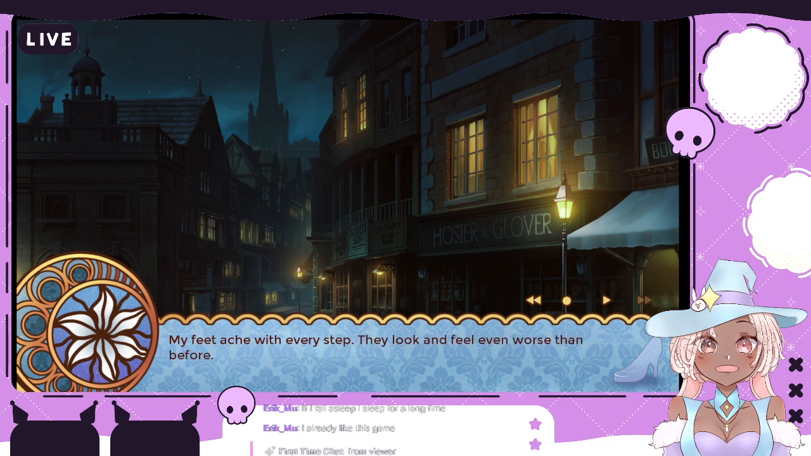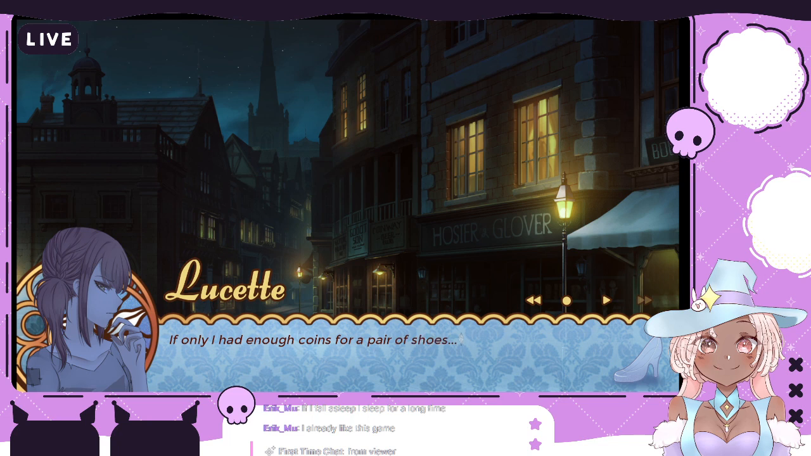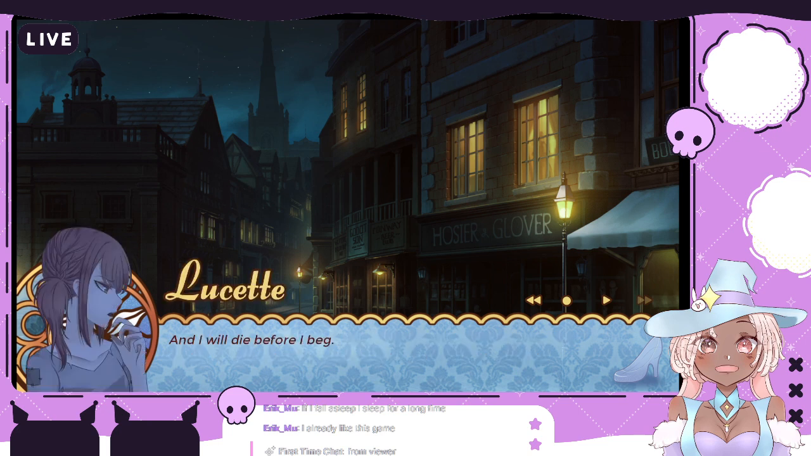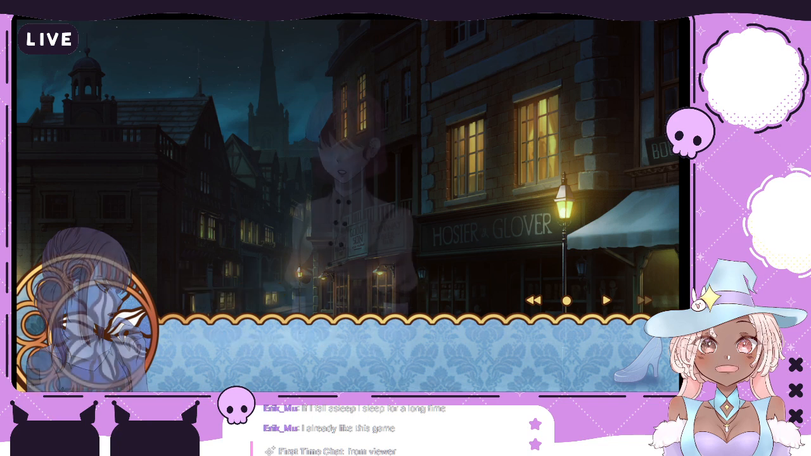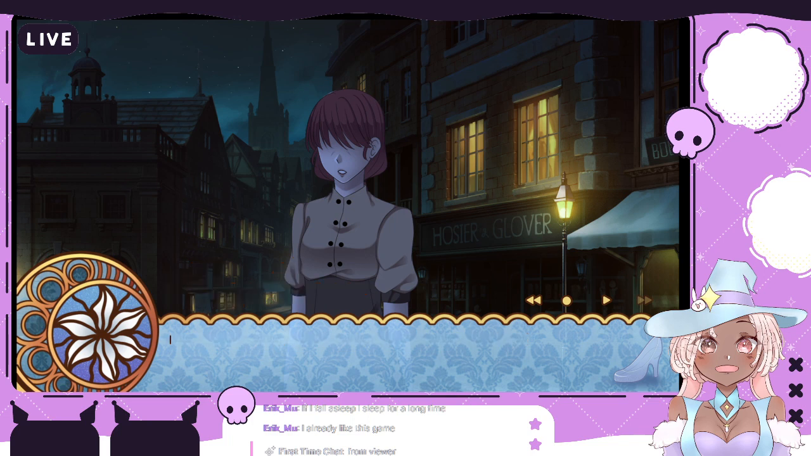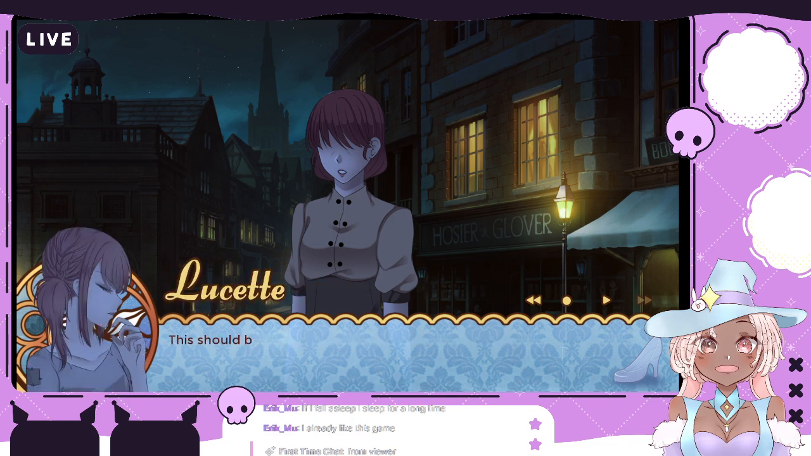They look and feel even worse than before. If only I had enough coins for a pair of shoes. But food is more important. The rags that I'm wearing and the pouch of money are all that I have, and I need to prioritize. And I will die before I beg. 2 croissants. You'll need to pay, girl. There are no free handouts here. I take a coin from my pouch and hand it to her. There should be more than enough.